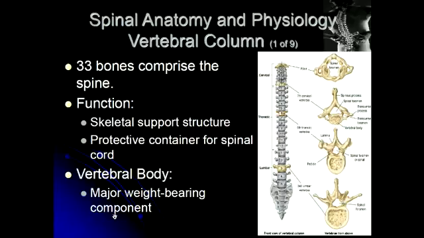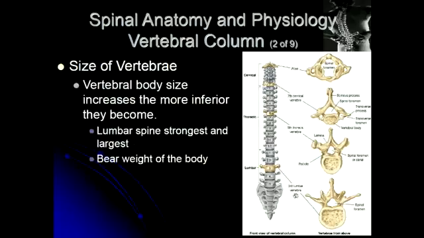The vertebral body is the major weight-bearing component, and that's this part here. These other parts are for articulation and protection of the spinal cord. This is where the weight-bearing force goes all the way up and down the back. The vertebral body size increases the more inferior you go. So as you go from the top to the bottom, everything gets bigger.